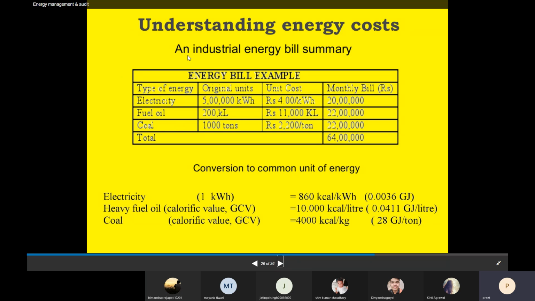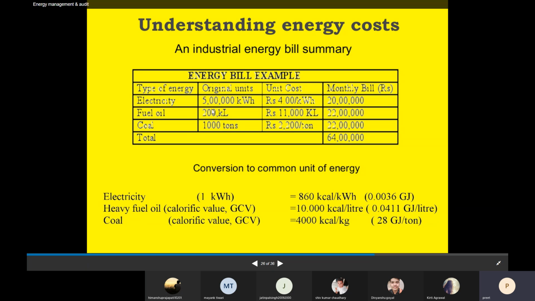Now we will understand the energy cost in an industrial energy bill summary. Here we have an industrial energy bill summary. You are well aware of your domestic bill. In this one there are various factors on which the total cost depends. The first one is type of energy, then original units, how many units you are spending, unit cost, per unit cost, and monthly bill.